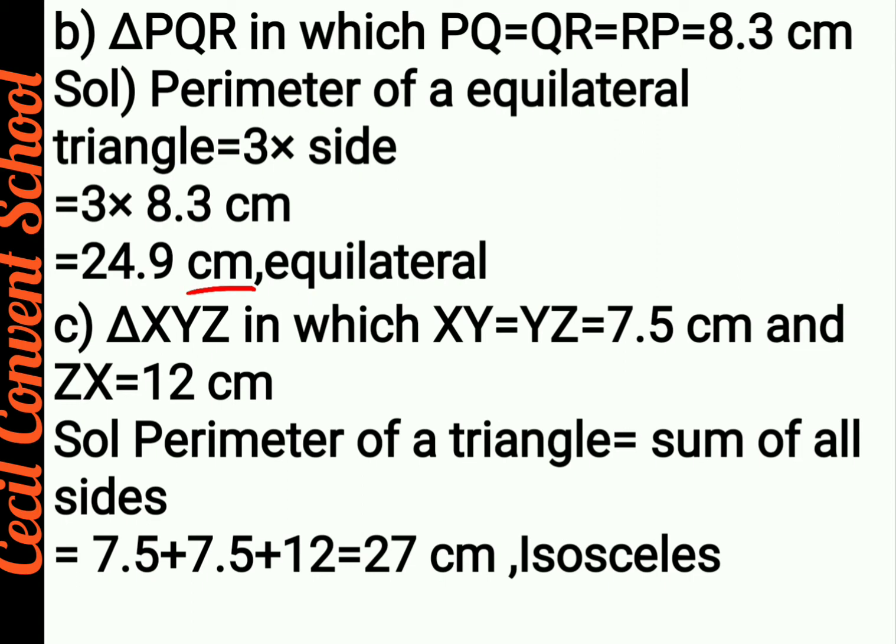Now we do C part. In triangle XYZ, two sides are equal and one side is not equal. When this type of thing happens, we can't use the equilateral triangle formula. We use the simple triangle formula, that is the sum of all the sides, and then you have to add them. 7.5 plus 7.5, it is 15. 15 plus 12 is 27 centimeter. And now you have to tell the type of triangle it is. It is an isosceles triangle because two sides are equal.